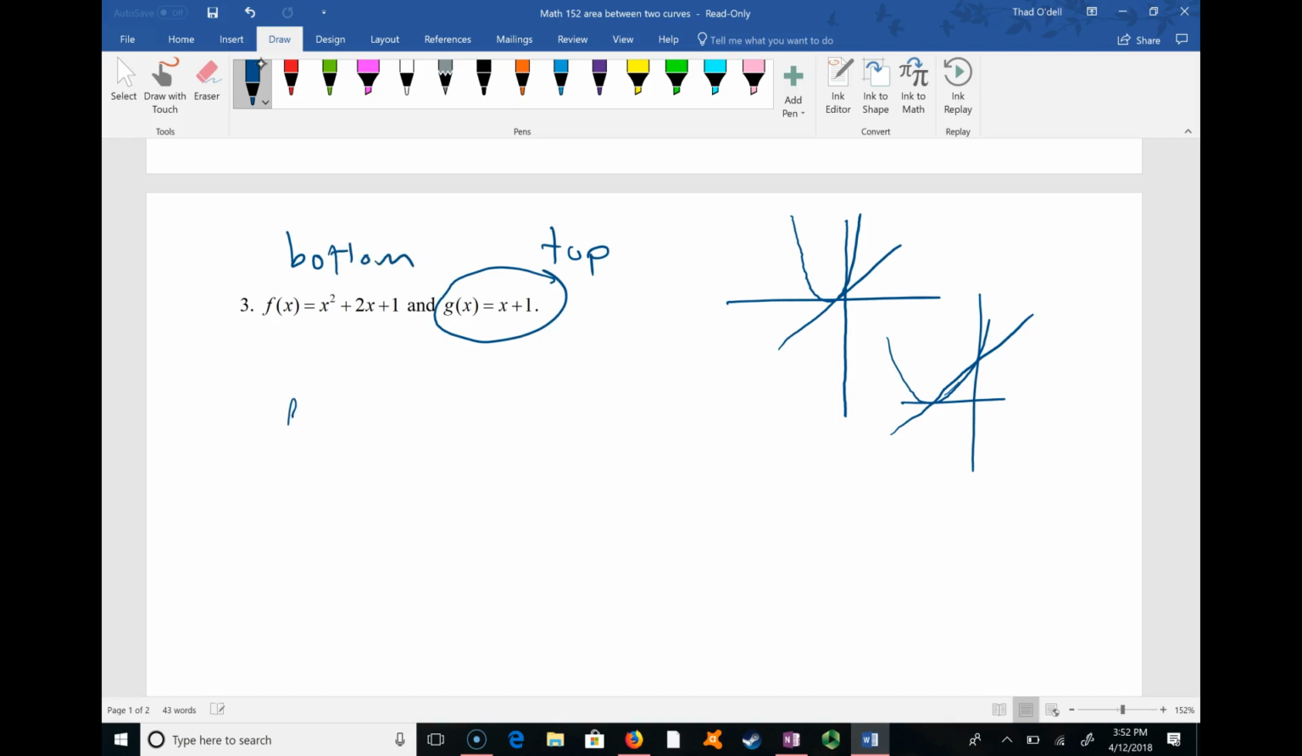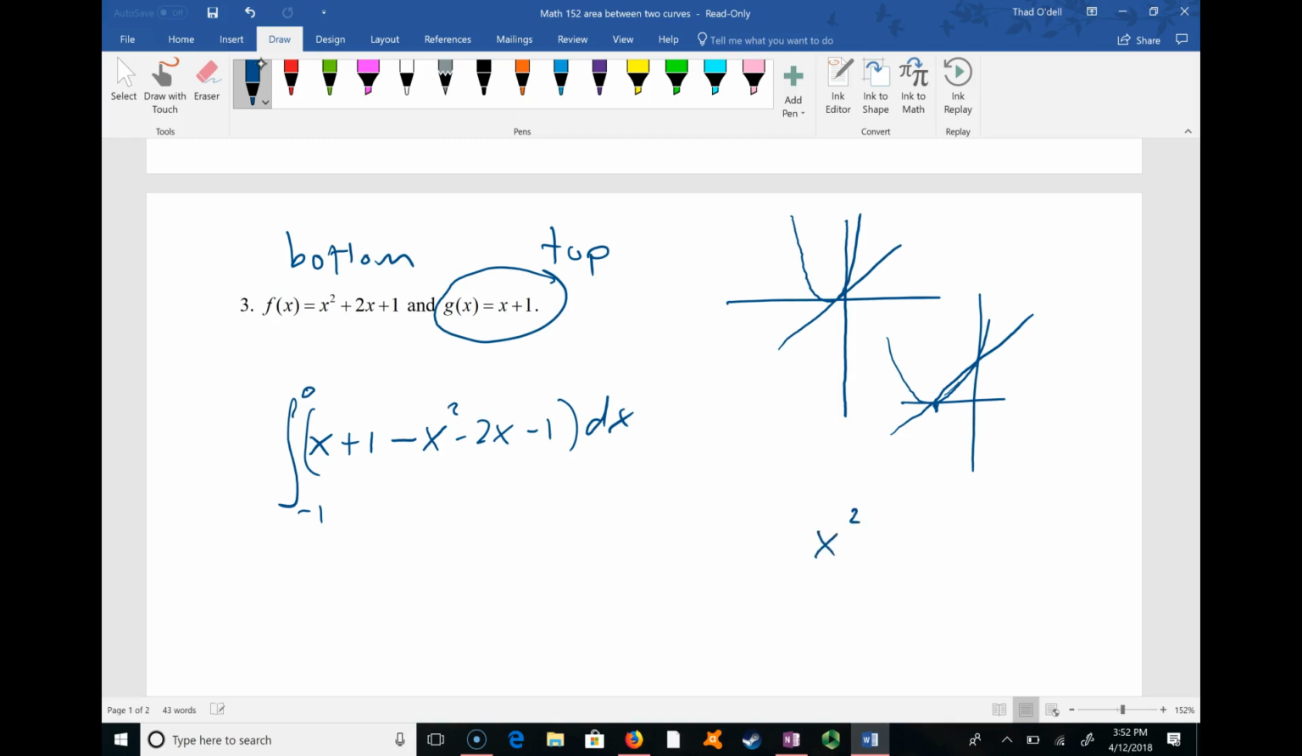So when we go to write the integral, we're going to go the integral of x plus 1 minus that whole thing, which means I got to subtract each thing: minus x squared minus 2x and minus 1 dx. And I want to integrate from here to here, and it looks like -1 to 0. You could check that if you wanted to.